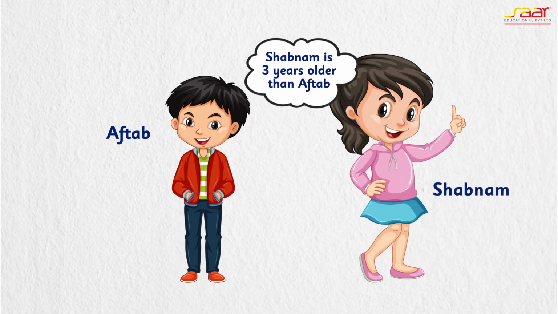How do we write this mathematically? We can't use a fixed number for Aftab's age because it changes every year. We need a letter to represent this unknown or changing number. Let's use the letter A. If Aftab's age is A, then Shabnam's age, which is always 3 more, is A plus 3.